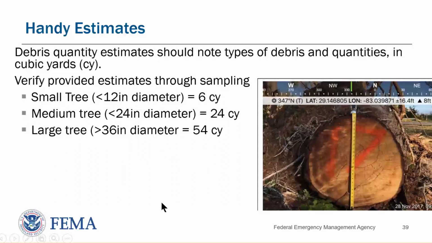So if you think about it, 1 tree that's down, a small tree about 12 inches in diameter, is going to be about 6 cubic yards total. Medium tree, so that hits our house in small town America quota. A medium tree that's down, about 24 inches, is going to be 24 cubic yards. And then a large tree is going to produce about 54 cubic yards of debris when it's all chopped and disposed of.